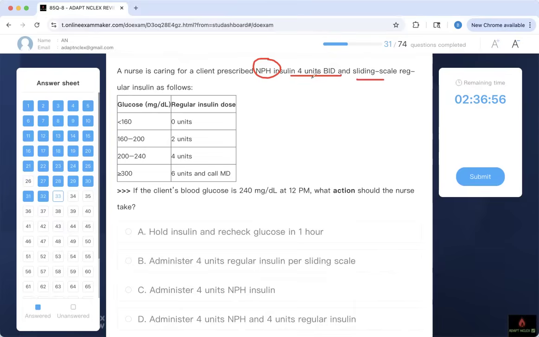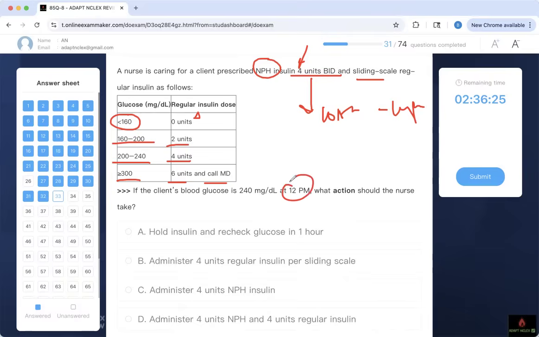Look, NPH is given BID, right? In the morning, 10 a.m., and 10 p.m. at bedtime. This sliding scale means if your sugar is less than 160, I don't give you anything. If it's 160 to 200, I give you 2 units. 200 to 240, I give you 4 units. Greater than 300, I give you 6 units, and I call the doctor. This is in addition to the NPH that you've been getting, if it's scheduled, if it's due at that time.